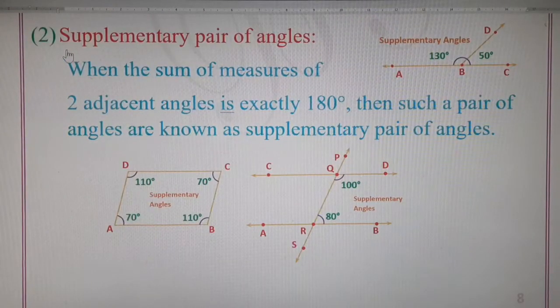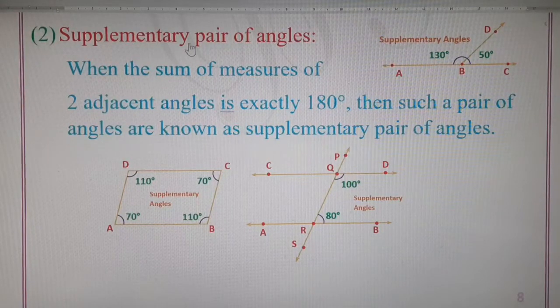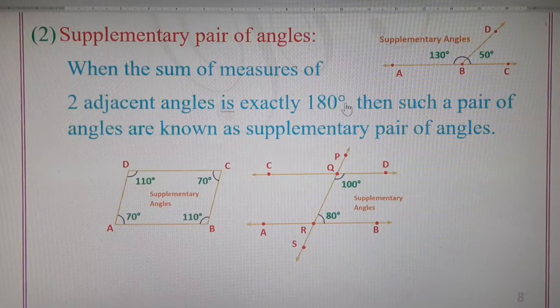Let's go to another type of pair of angles, supplementary pair of angles. Number 2, supplementary pair of angles. When the sum of measures of two adjacent angles is exactly 180 degree, then such a pair of angles are known as supplementary pair of angles.